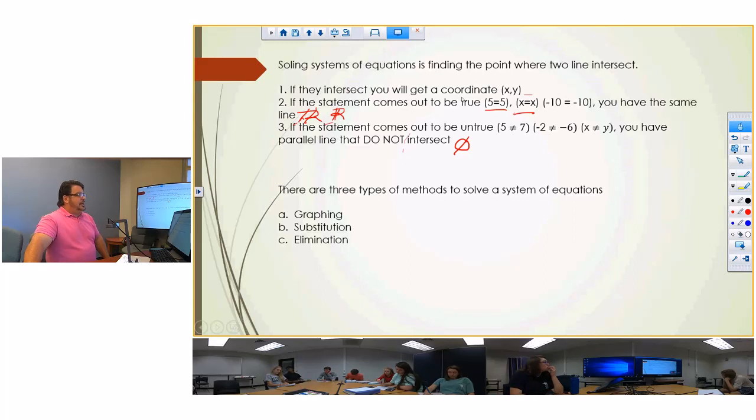So if you're talking about two lines intersecting, they usually intersect at a point X and Y. If the statement comes out to be true, which means 5 is equal to 5 or X is equal to X, then you have the same line, so the answer is all real numbers. So you need to write that down. Okay? If the statement comes out to be untrue, 5 is equal to 7, well, you know that's not true, and you haven't made any errors, then the lines do not intersect because they are what? Parallel. They're parallel. So you need to write that down. You need to write those three down.